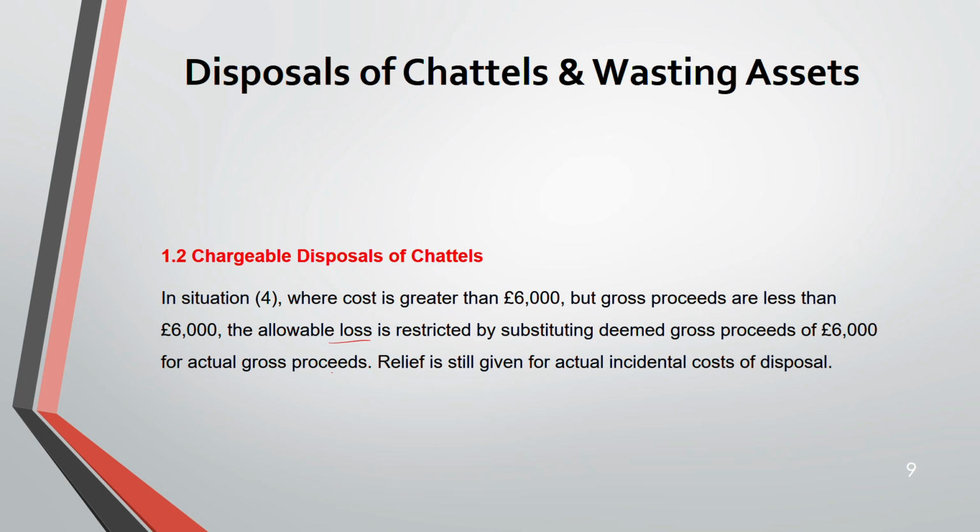Instead of your actual gross profit, which was less than 6,000, you are putting 6,000 as the profit in that place. This is how you are going to get the relief. So relief is still given for the actual incidental cost of disposal also. You are getting the relief.